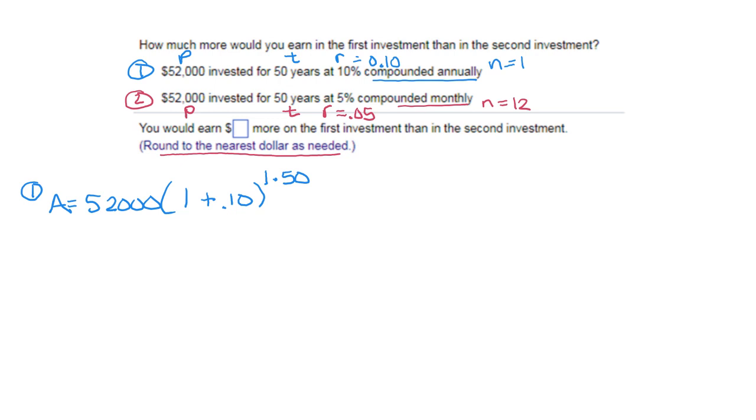And this is giving me, let me bring this back down here, A is equal to 6,104,324, and I have a decimal .35. And we're going to go ahead and round that: 6,104,324, rounding to the nearest dollar.